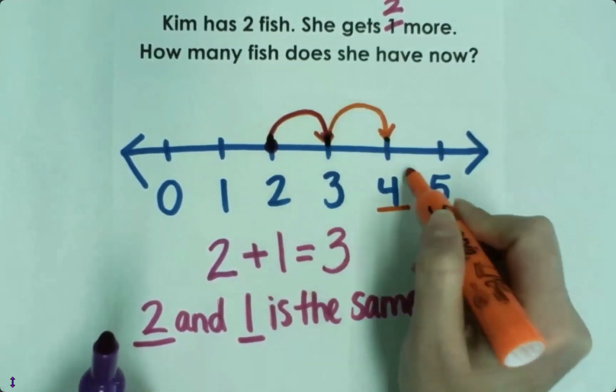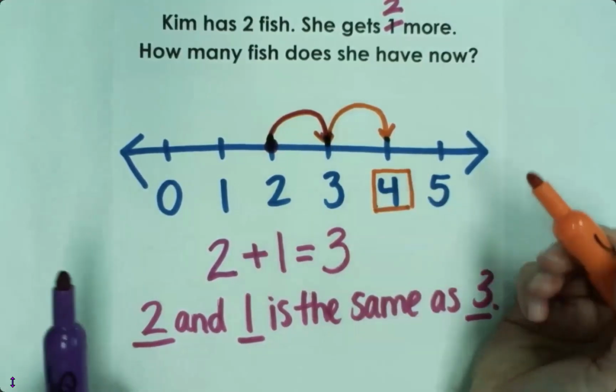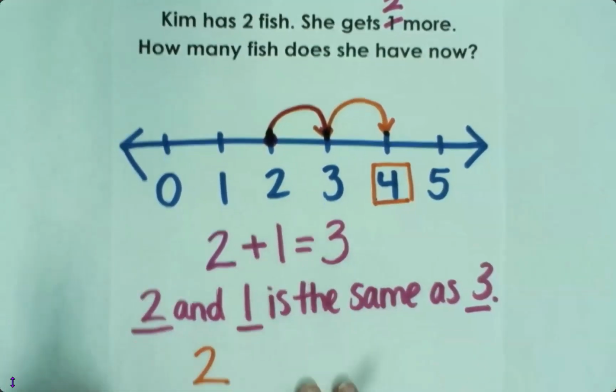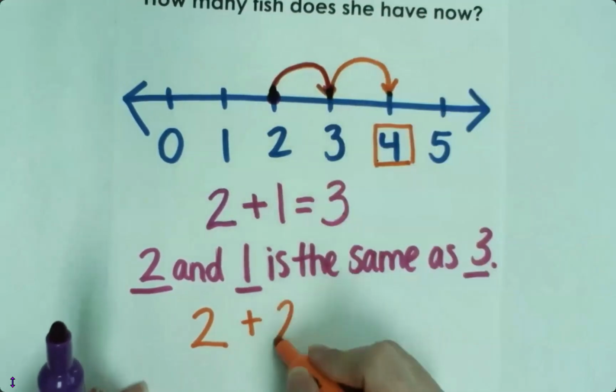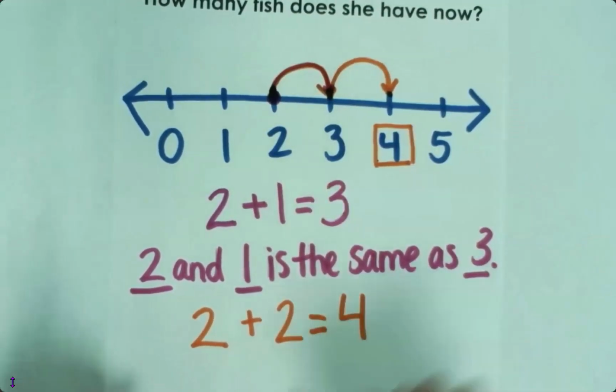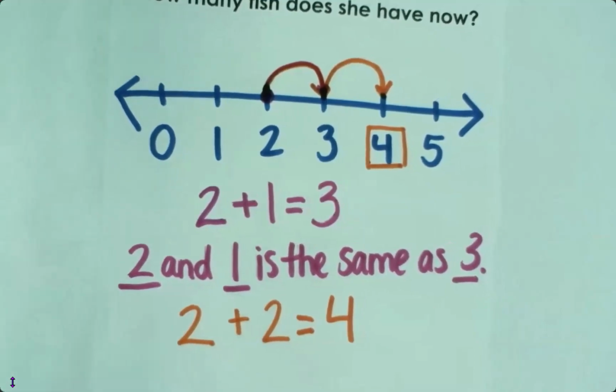Okay, and I can see that I have landed here. So 2 plus my 2 hops equals 4. We're going to do the same thing for when we're modeling for students 1 less and 2 less. So here I have the situation. There are 4 students playing soccer, 1 student leaves. How many students are playing soccer now?